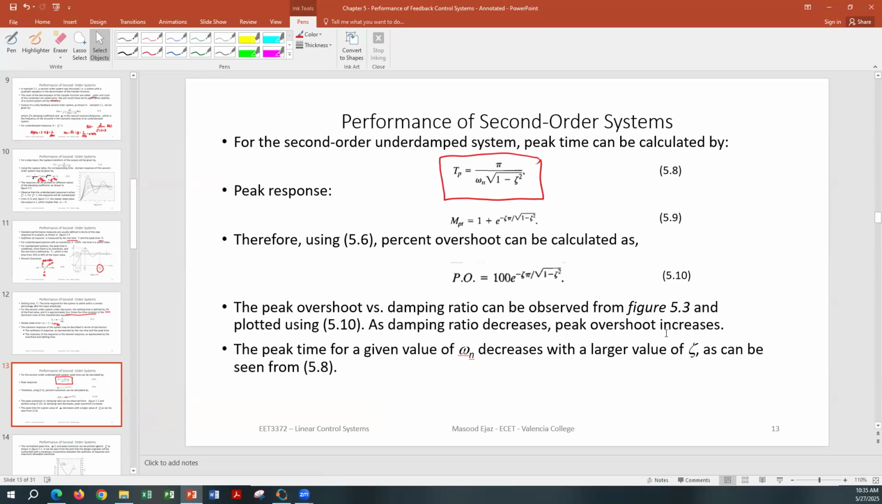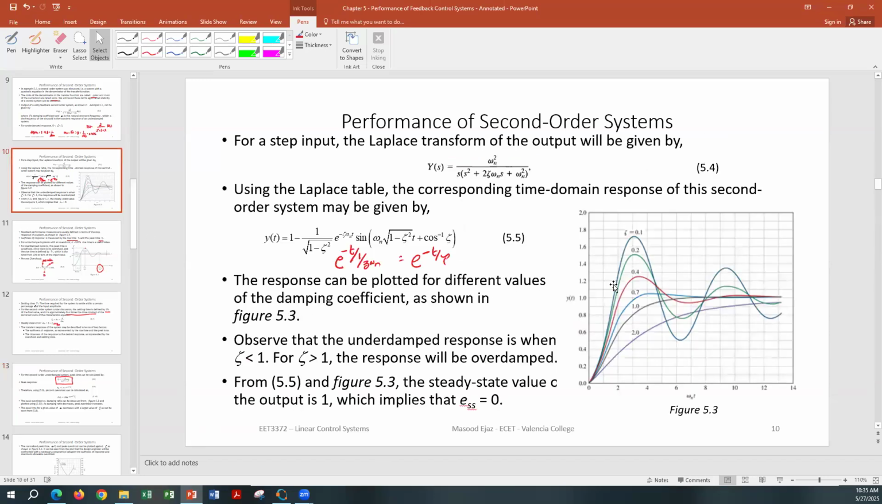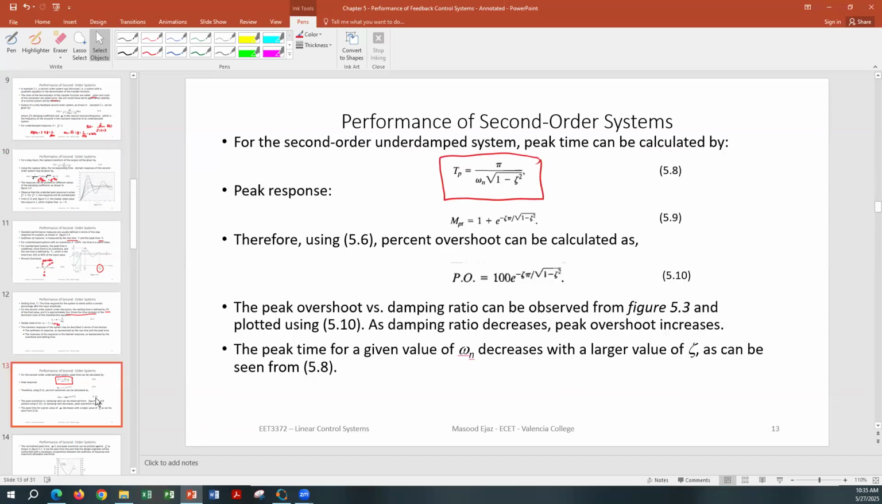Peak overshoot versus damping ratio can be observed from figure 5.3 and plotted using 5-10. As damping ratio decreases, peak overshoot increases, as we saw earlier. The peak time for a given value of omega n decreases with a larger value of zeta, as can be seen by 5.8, which is this figure. As your zeta value becomes large, the peak time for a given value of omega n is going to decrease.